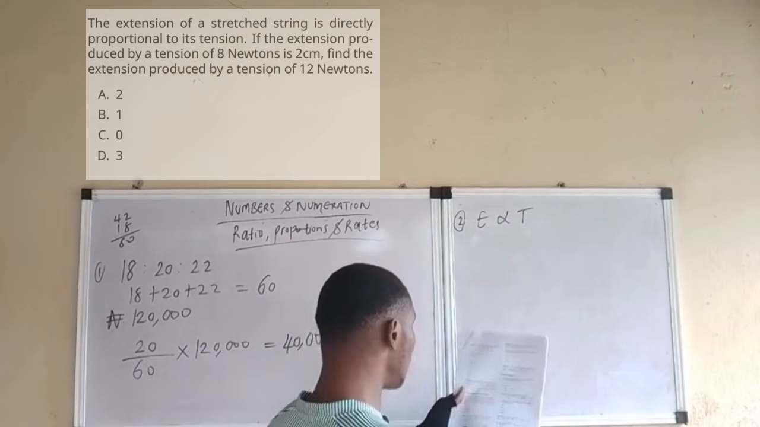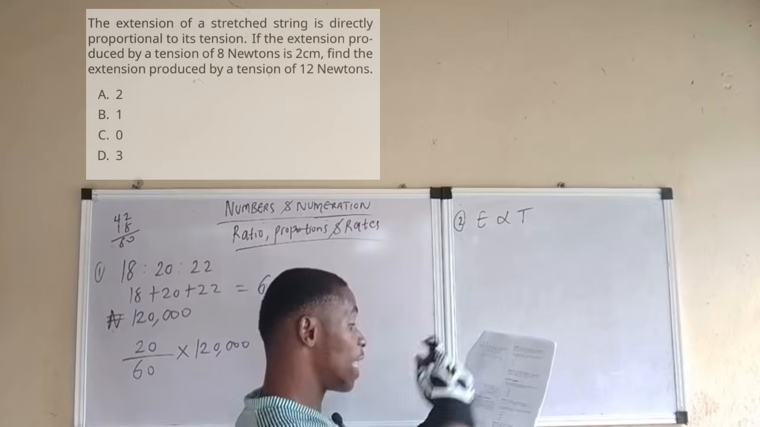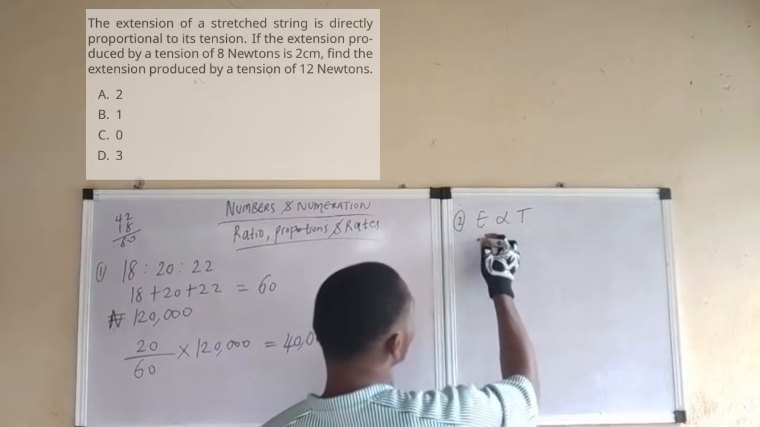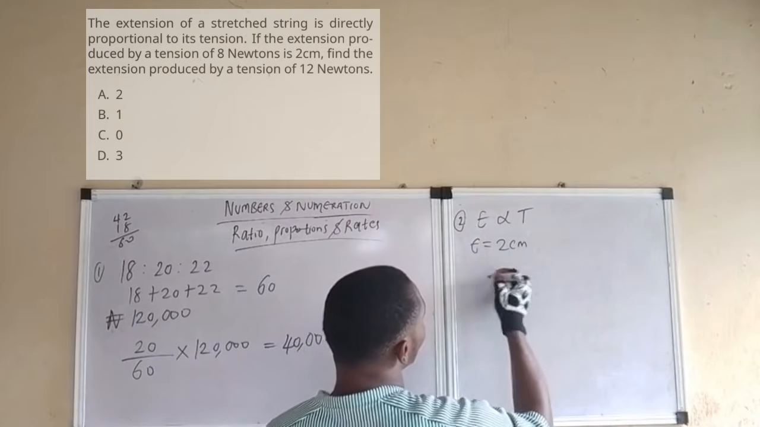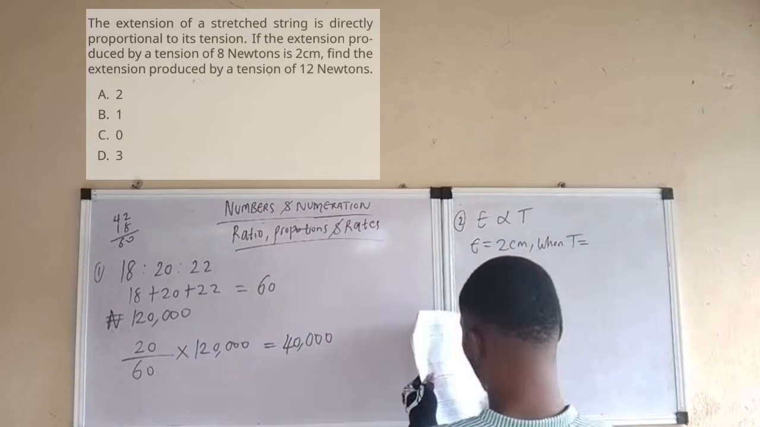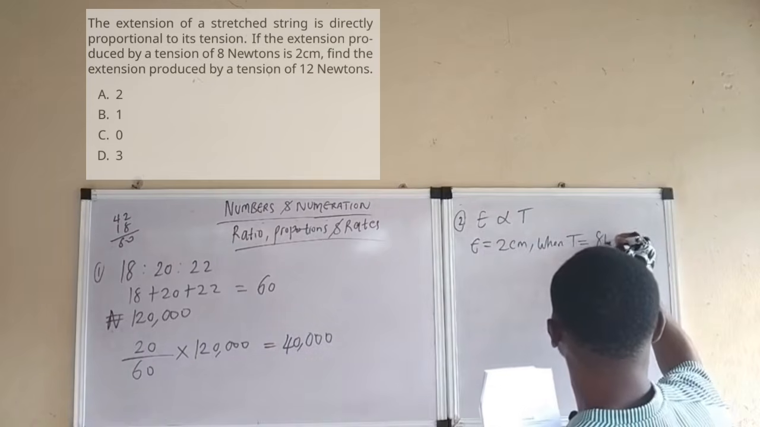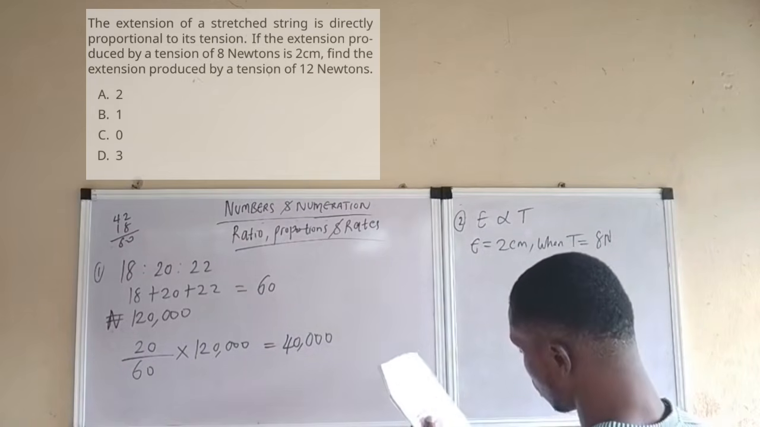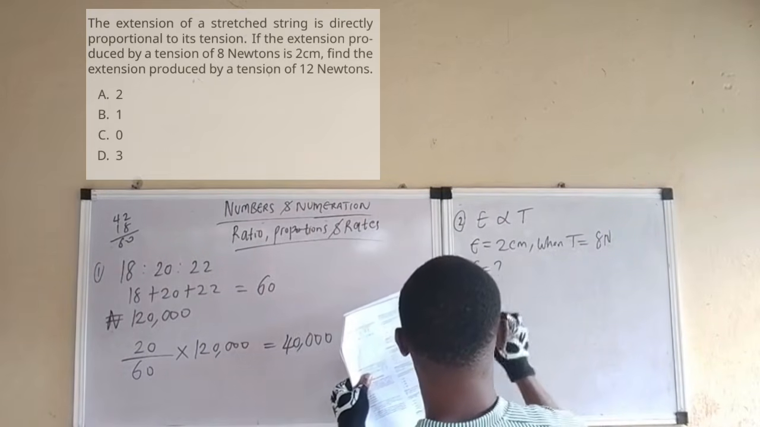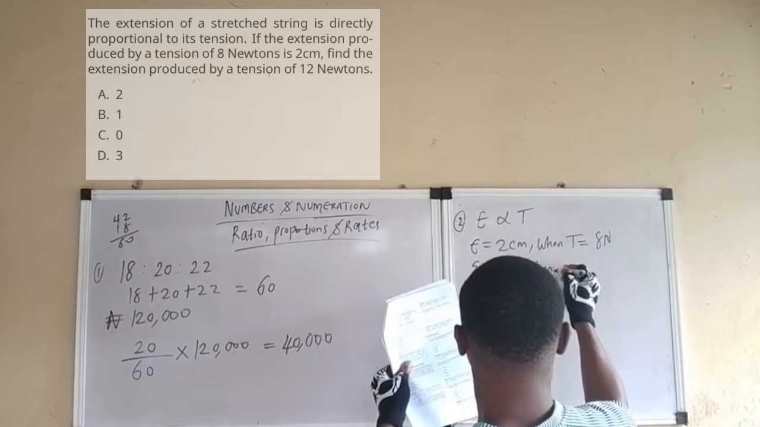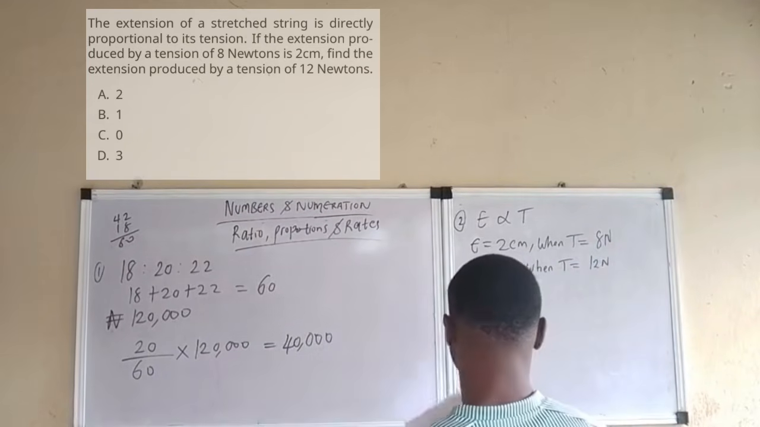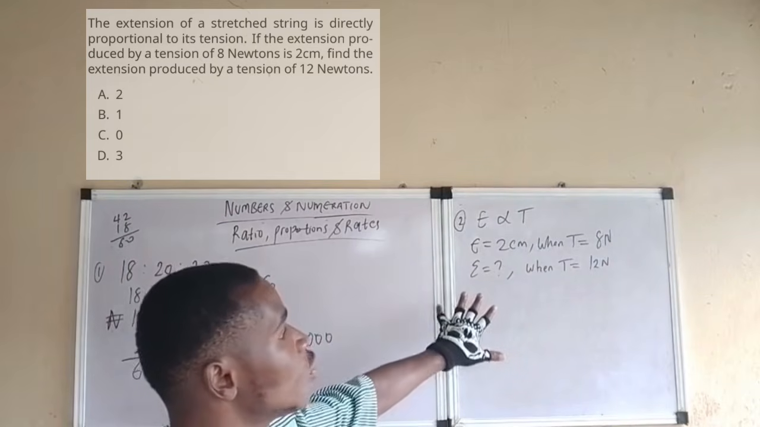So it says if the extension produced by a tension of 8 Newton is 2 centimeter. So E is equal to 2 centimeter when the tension is 8 Newton. All right. Now the question has said we should find the extension produced when the tension is 12 Newton. So what are we going to do in this case?